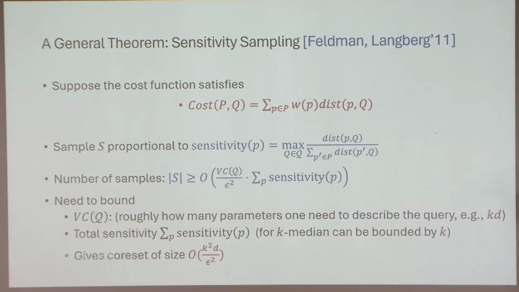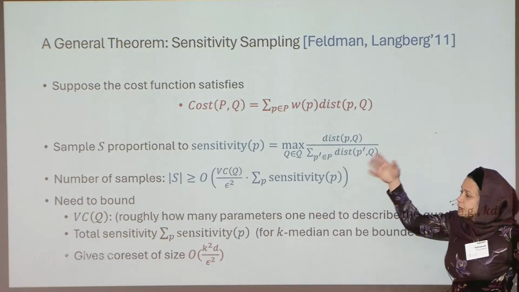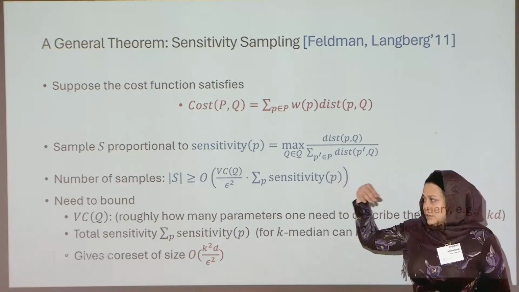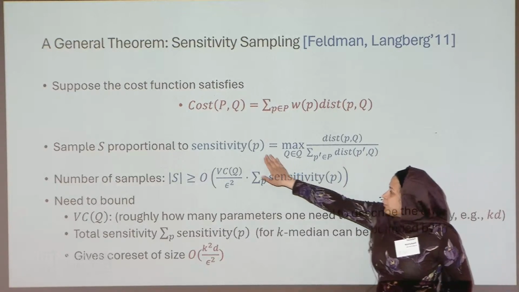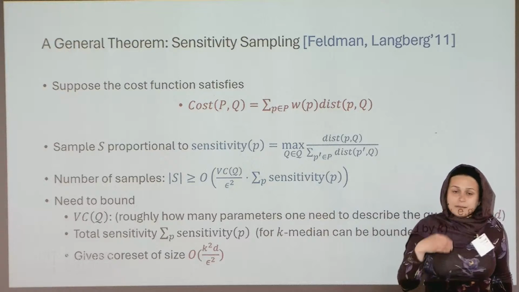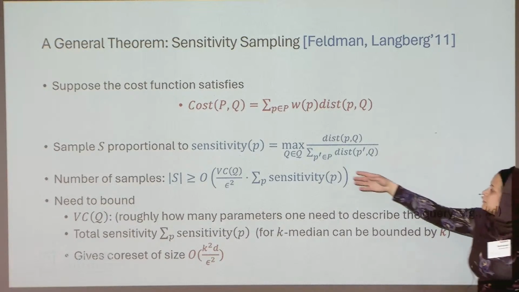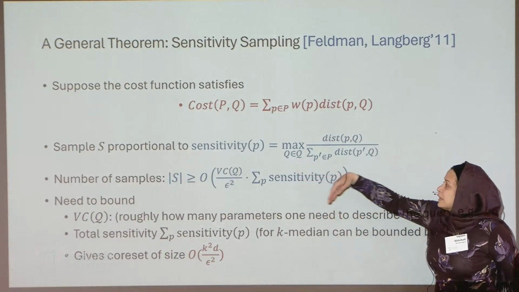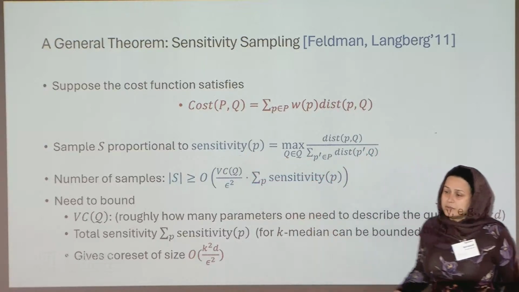This general sensitivity sampling theorem says the following. Let's pick the points randomly proportional to their sensitivity. And what is the sensitivity of a point? For a point P, we define its sensitivity to be the maximum contribution the point can have in the cost over all possible queries, basically relative contribution. So you look at all queries and you see how much this point can contribute relatively, and you take the maximum. This is the sensitivity of the point P.